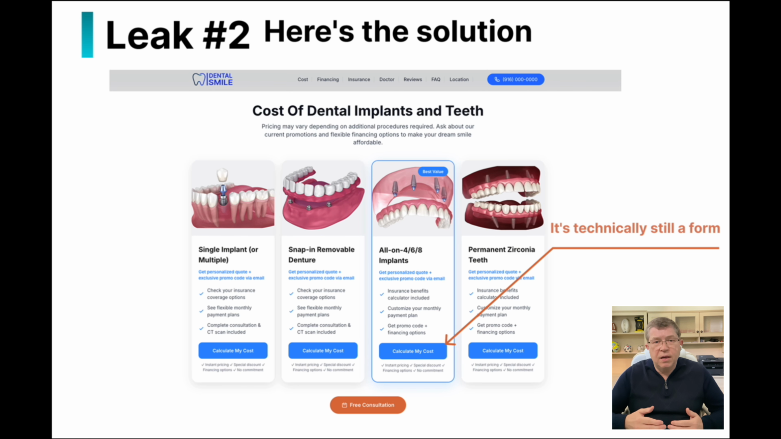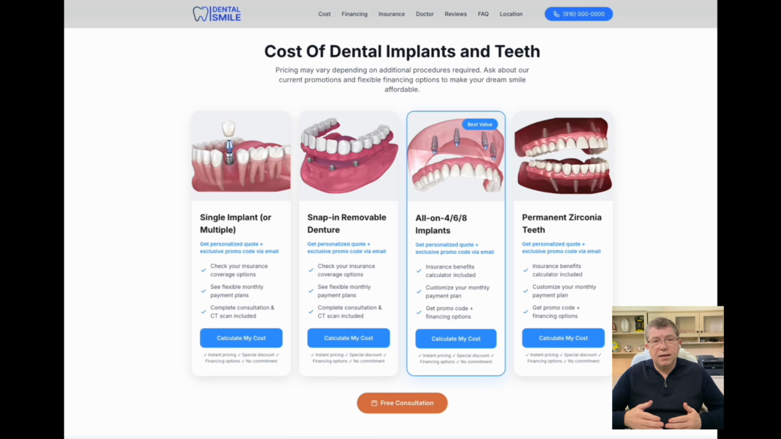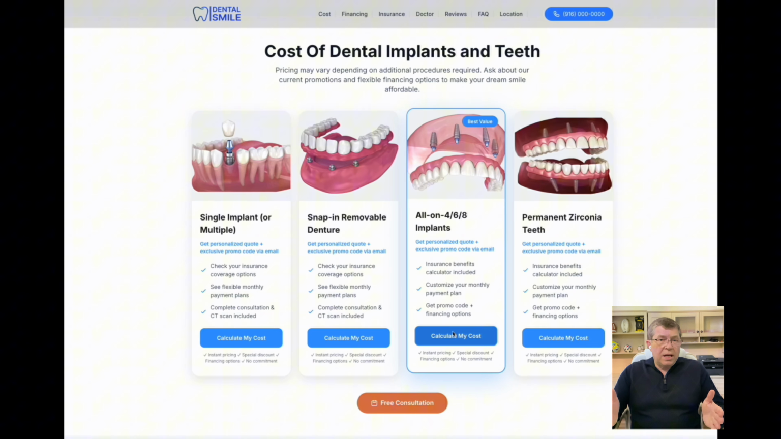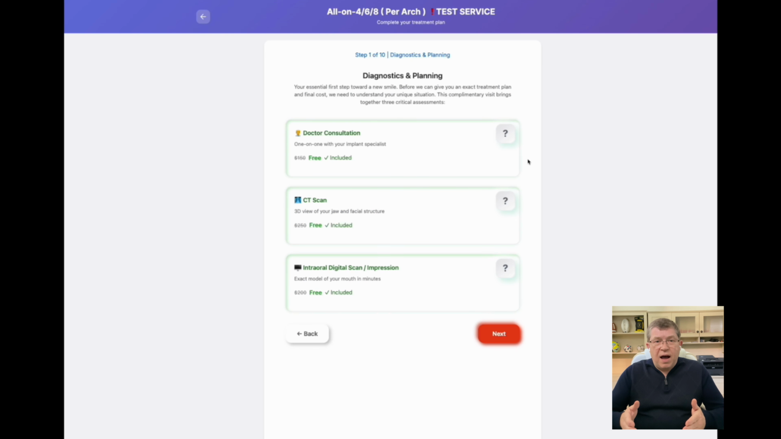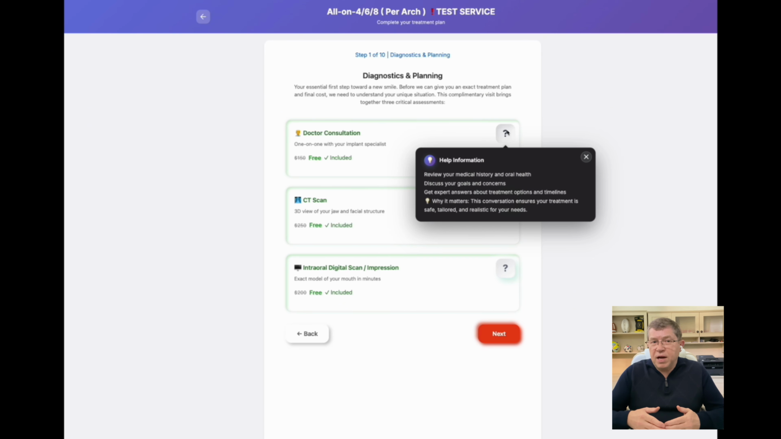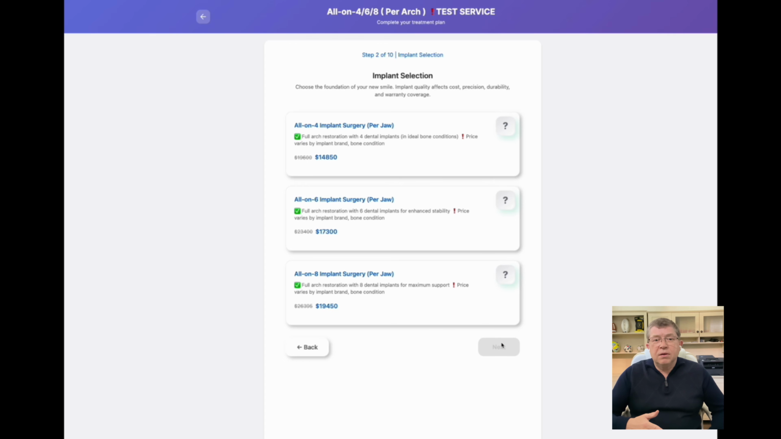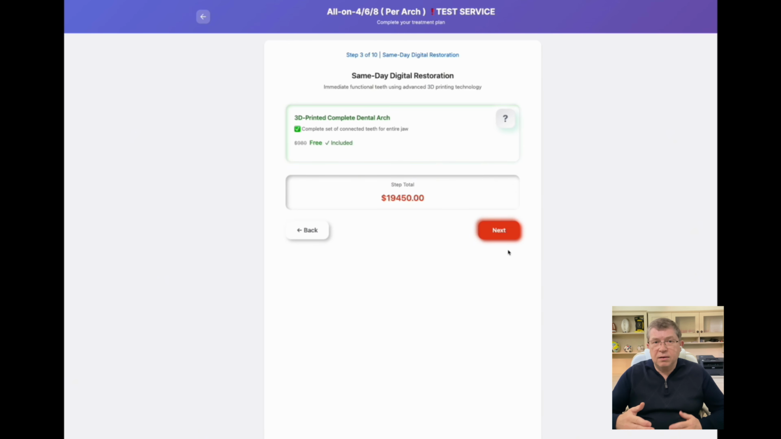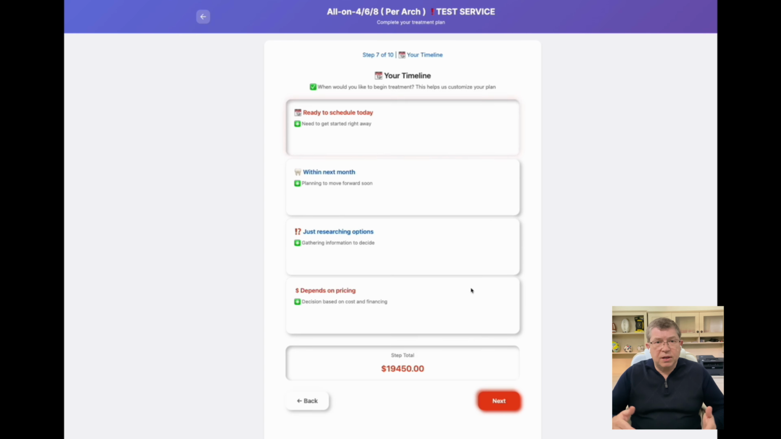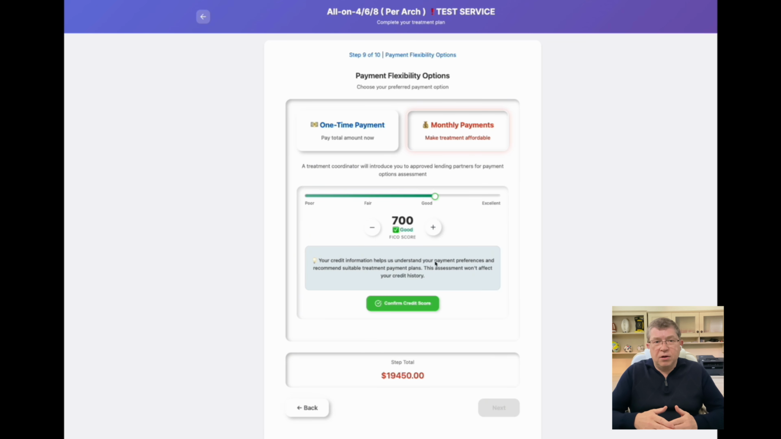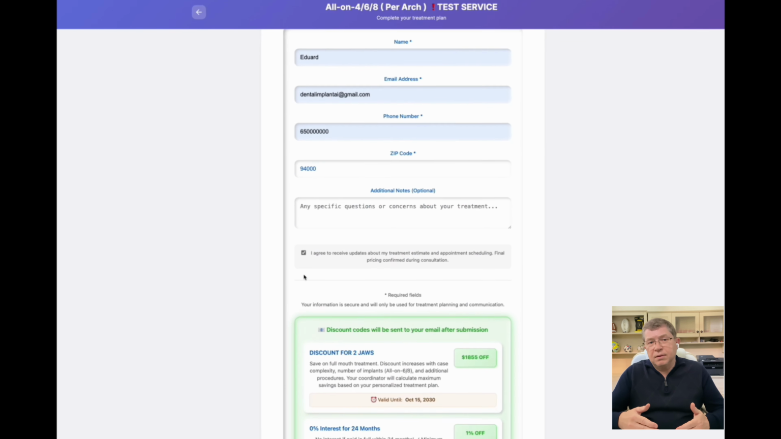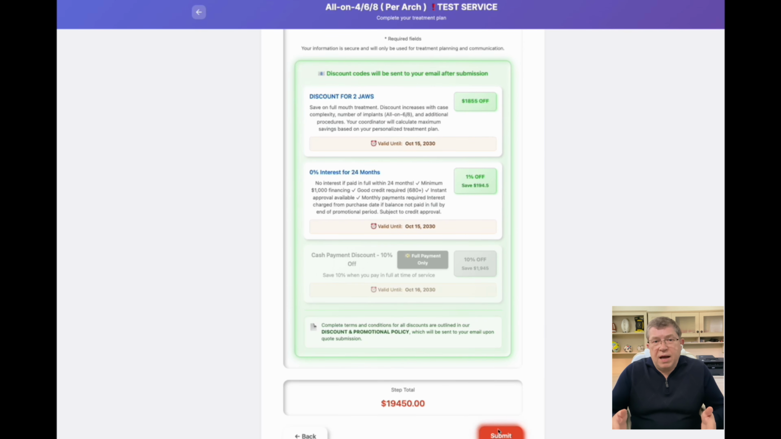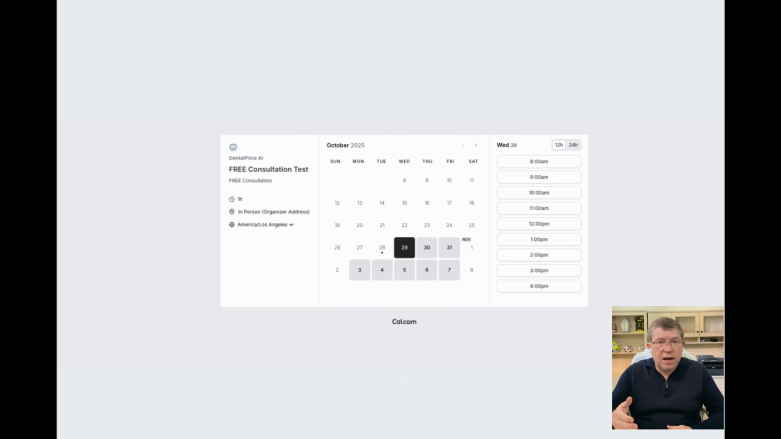Here's the solution. It's technically still a form, but now it's a smart calculator. And here's the key. Patients actually want to use it. We capture their attention by giving them real value. They're learning helpful information, getting price estimates, and while they're engaged, they're unknowingly feeding our AI tons of data. Which procedures are they interested in? What help pop-ups did they click on? Do they need financing? What's their credit score? Do they have insurance? What type?